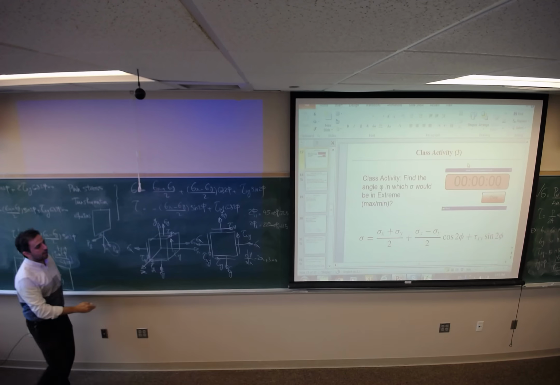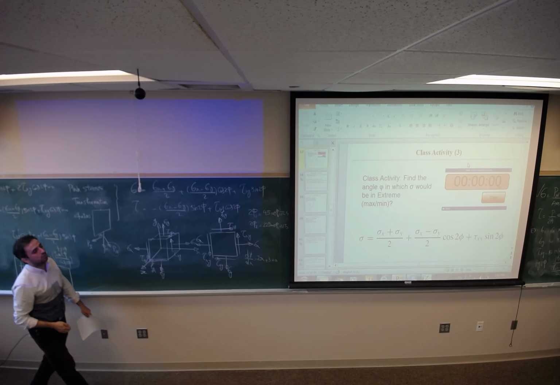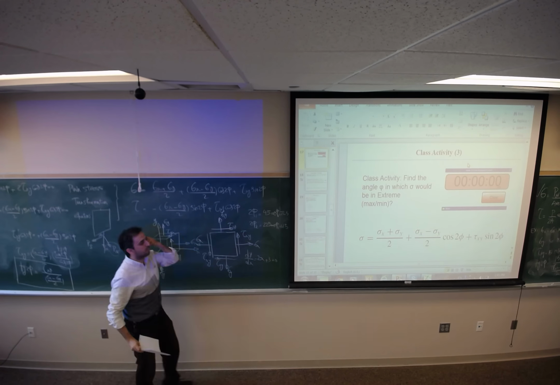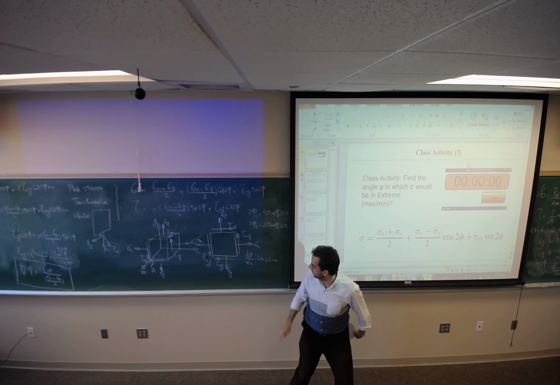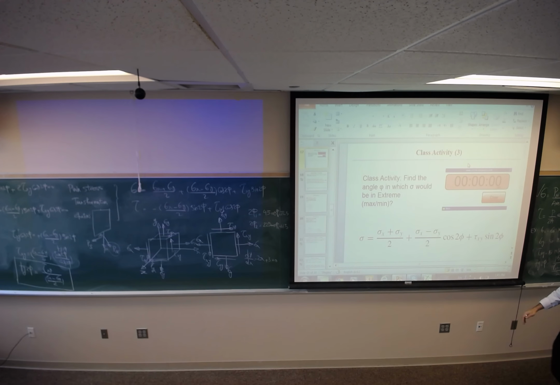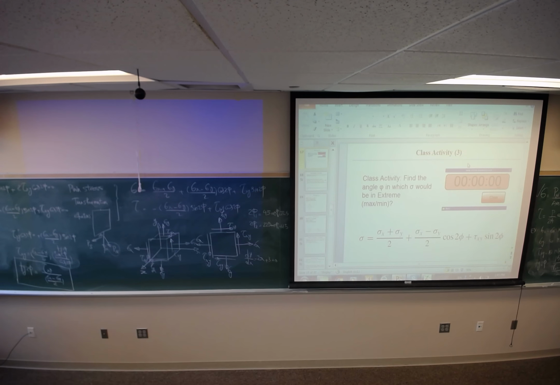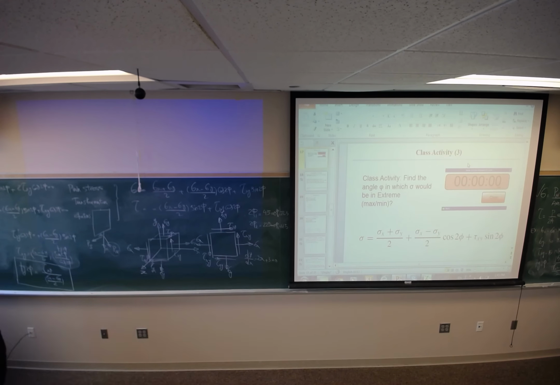So if I cut it at the angle of 22.5, I will get the extreme value of sigma. The other extreme value is going to be at 112.5. One of them corresponds to the maximum normal stress, the other one to the minimum. But both are extreme values for normal stress. Is that clear? Alright.